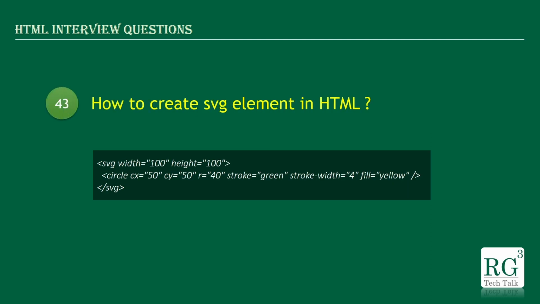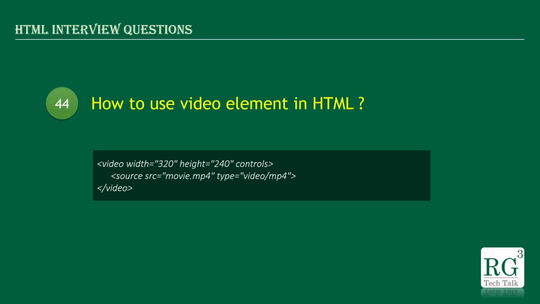Question number 43. How to create SVG elements in HTML? So again, this is also an HTML5 element. Directly you can write SVG with width and height, and inside it you can create a circle with 50 pixel width and 50 pixel height and radius as 40 pixels. Radius is nothing but the circle's size, and stroke color means like a border. So the border will be green, stroke width is 4, so border width will be 4, and fill color is nothing but inside the circle you will be having a fill color, yellow.